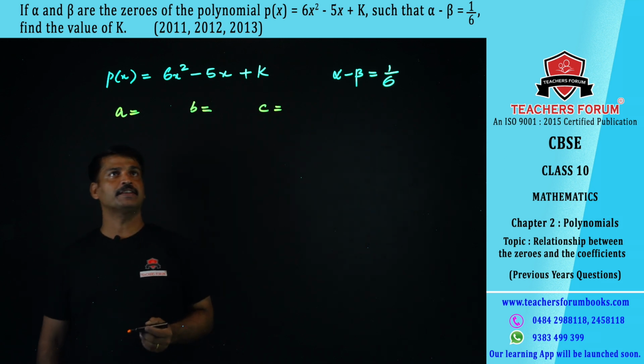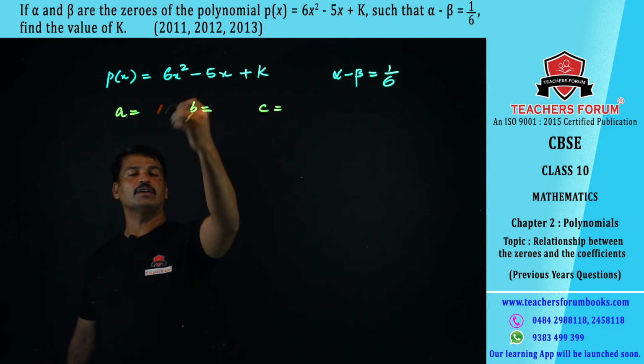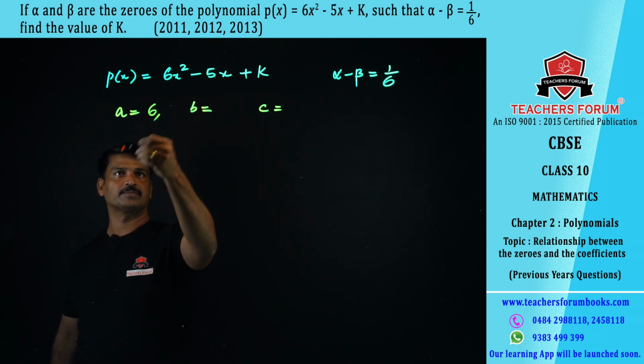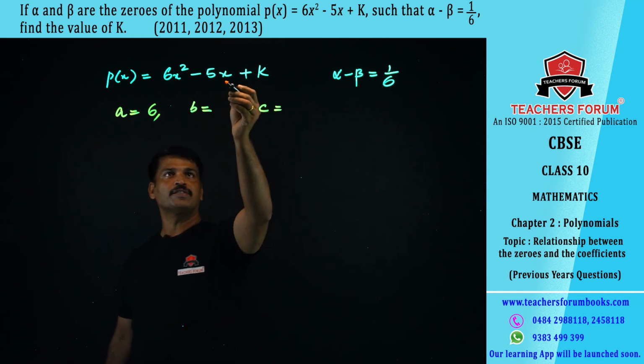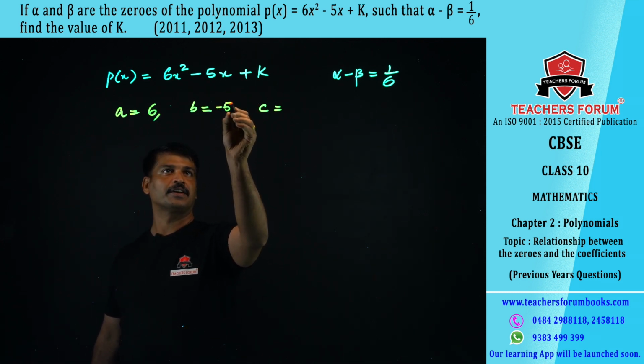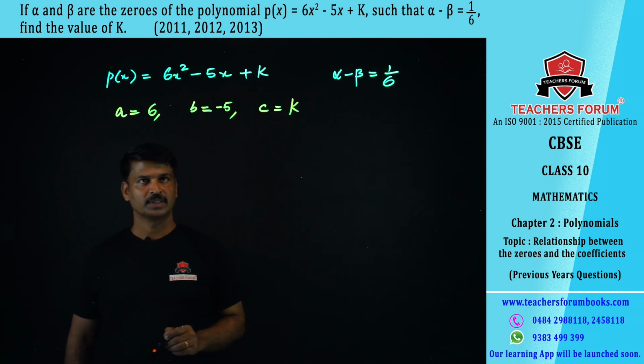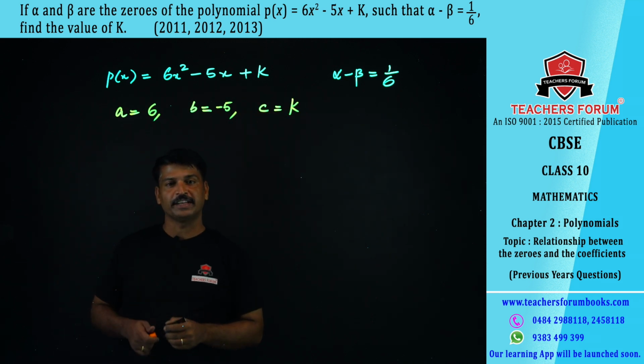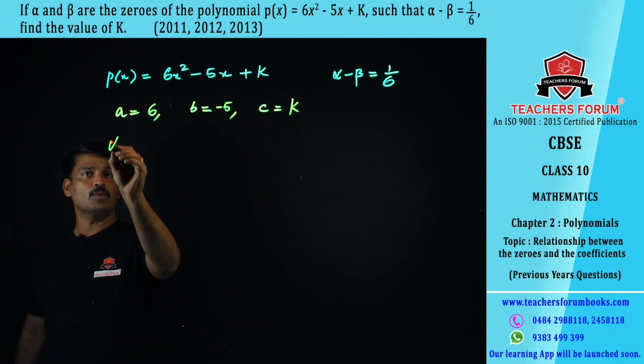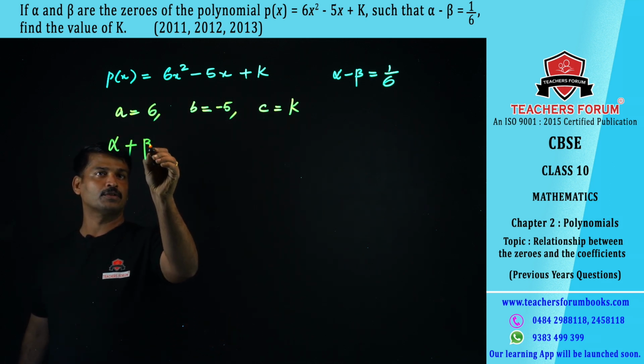Okay, let's first find what is a. A is the coefficient of x square, that is 6. What is b? Coefficient of x, that is minus 5. What is c? The constant term k.